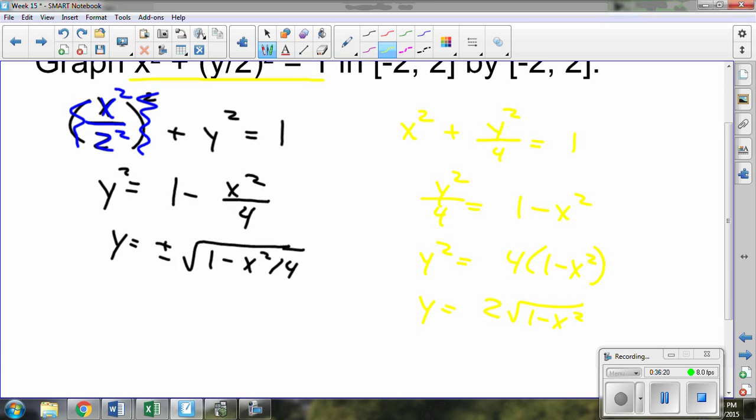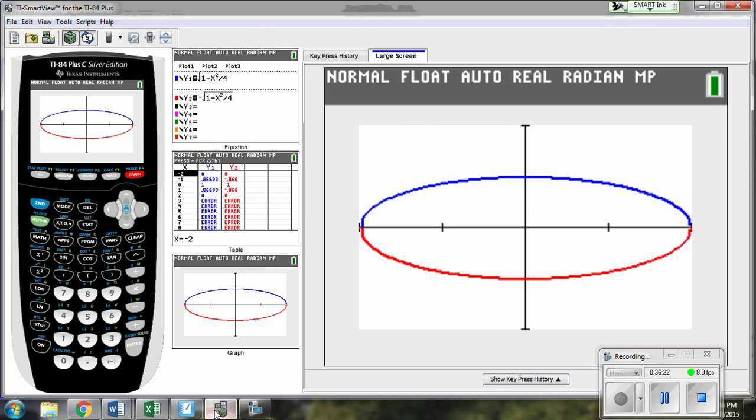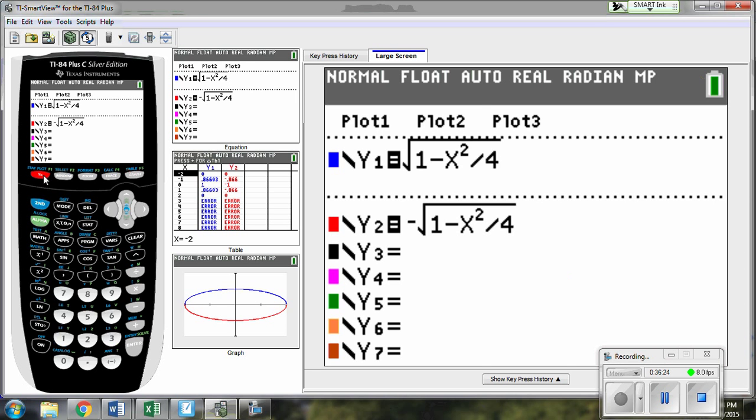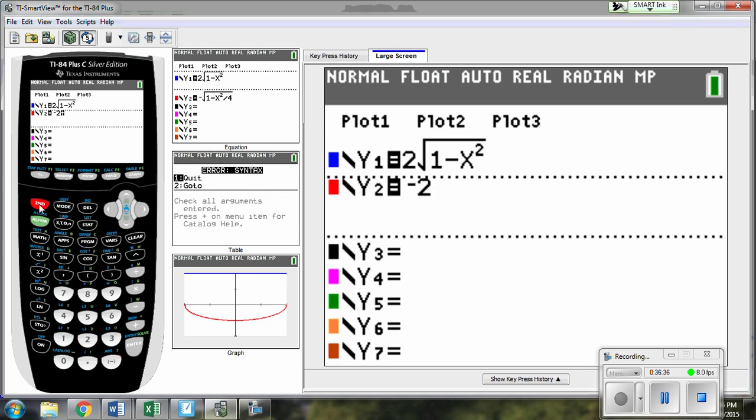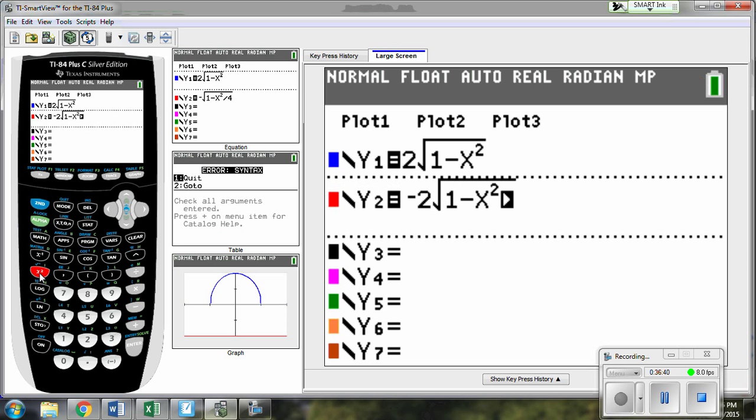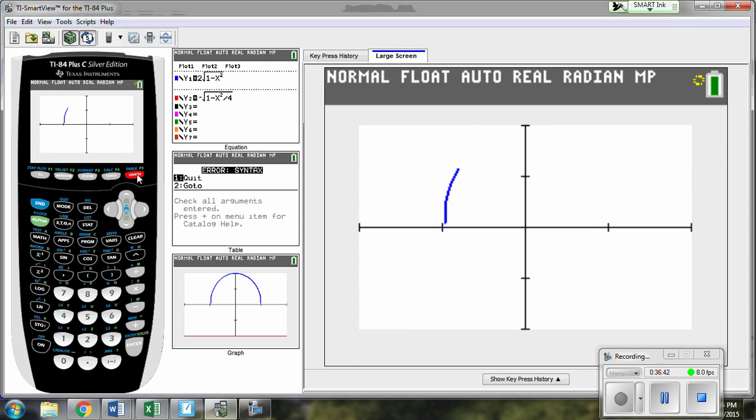Okay, so we'll go and put this thing into our calculator now. Y equals 2 times the square root of 1 minus x squared, and negative 2 times the square root of 1 minus x squared. And we can graph it and see precisely what you predicted, Alex. Instead of having a horizontal stretch, we have a vertical stretch.